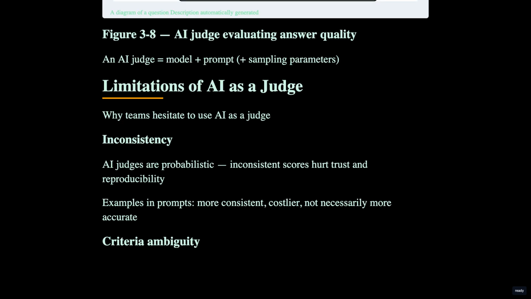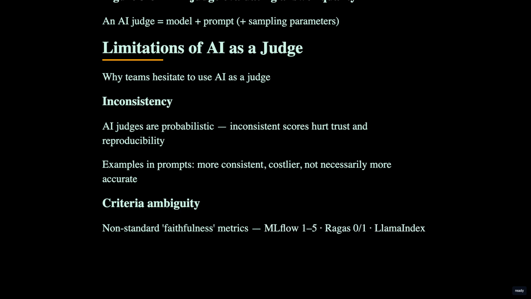In this section, we'll define criteria ambiguity and why it matters. I will show how vague or inconsistent rules lead to different judgments and what we'll do next to clarify them. AI as judge metrics like faithfulness aren't standardized, so you can't directly compare scores across tools.